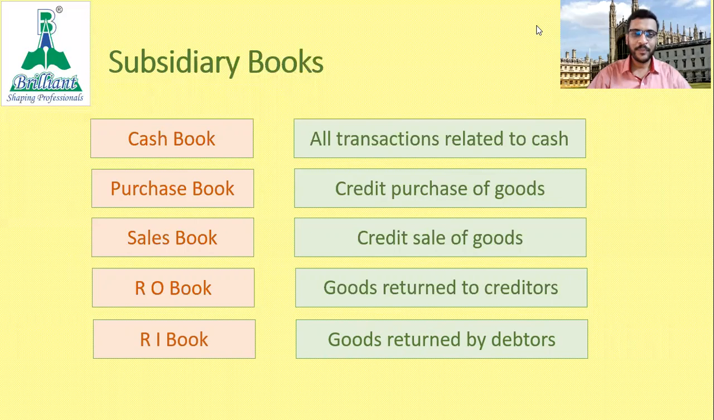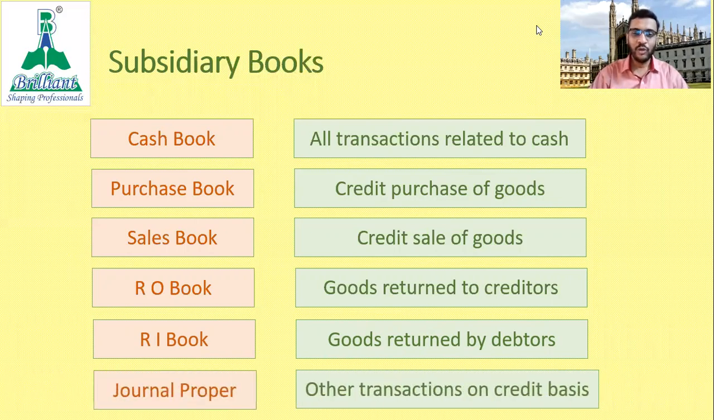And which was the last? Other transactions. So that is the journal proper. In the journal proper, we will record all other transactions on credit basis. All cash transactions are recorded in the cash book. Related to goods, we are going to record transactions in the 4 books. And regarding the journal proper, we will record all credit transactions. Okay.